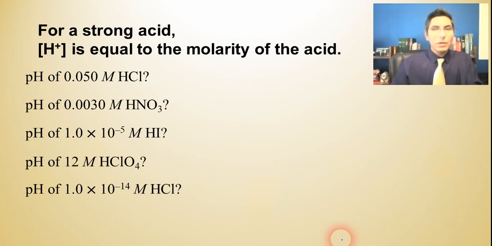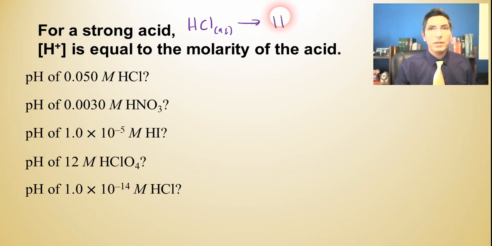Now, whenever you have a strong acid, the H+ concentration is just equal to the molarity of the acid. Now, why is that the case? Well, that's because strong acids dissociate 100% all the way, don't they? So for example, if we have HCl, aqueous, it is going to undergo this reaction here. It's going to make H+ and Cl-, and those are both aqueous.